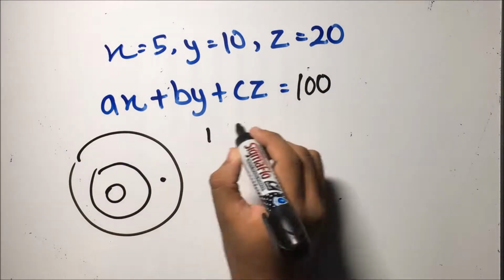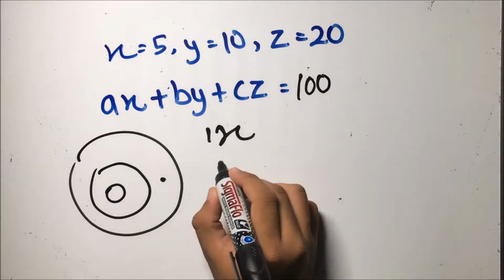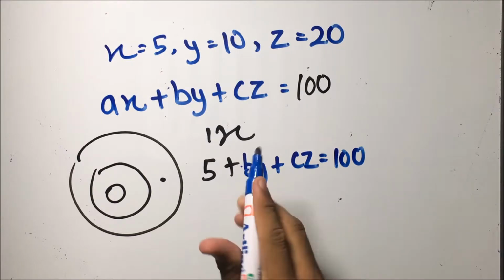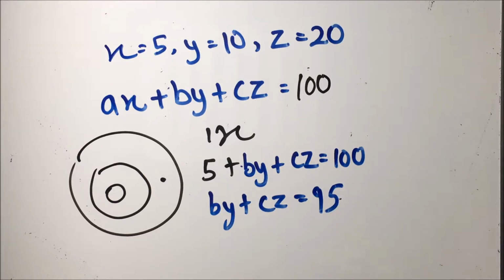So let's say you get 1x, okay? So with this, you can put it back into the equation, and you will now get a new equation, which is by plus cz equal to 95. What are we going to do with this?